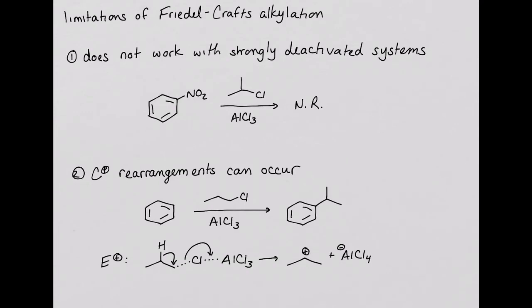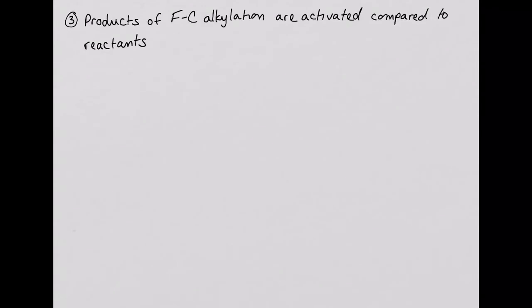The final limitation of the Friedel-Crafts alkylation reaction is that the products of the Friedel-Crafts alkylation are activated compared to the reactants. Because they are activated, they react more quickly in further electrophilic aromatic substitution reactions. Therefore, this can lead to overalkylation when using the Friedel-Crafts alkylation. Let's look at an example.